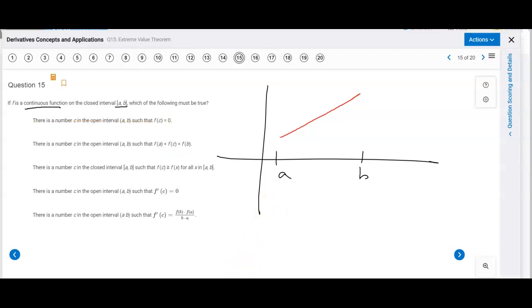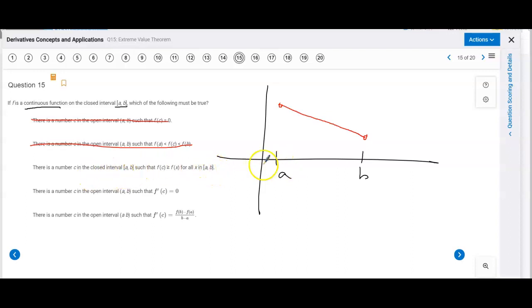Couldn't it also be like this? All that matters is that it's continuous. So now f of a is bigger than f of b. So that doesn't have to be true either. So I've ruled this one out now. How about the next one? There is a number c in the closed interval [a, b] such that f of c is greater than f of x for all x in [a, b].